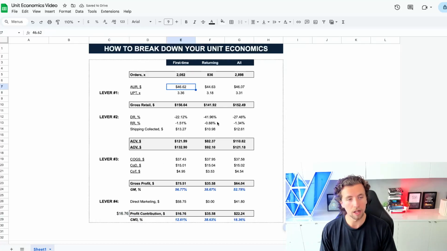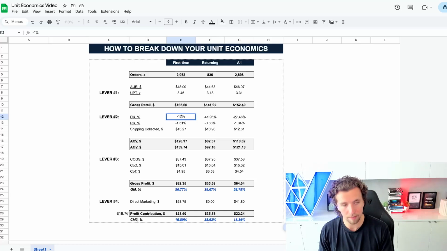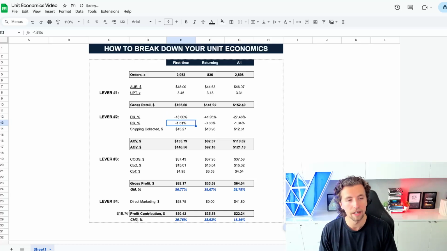But if they did a slight price increase, very, very slight, $2 to $3. So let's take this to 48. They slightly improved their units per transaction. Once again, 5%. Let's take this to 3.45. Their discount rates improved slightly from 22%. Maybe they got them down to 17 or 18. Return rate stayed stable. Shipping collected, as I said before, they could probably collect another $1. So let's put on 50 cents here.